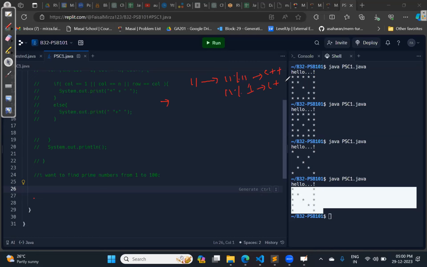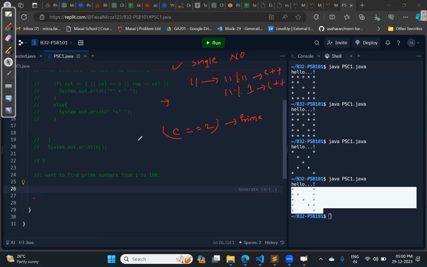So when you do the modulus, you will just do count plus plus. Then what should be the value of this count to get a number as a prime? What should the count be? No, no. To get a prime number, the count should be 2. If the count equals 2, then we can say that it is a prime. Otherwise, it is not a prime number. Yeah, your logic is right, and it will work for a single number.